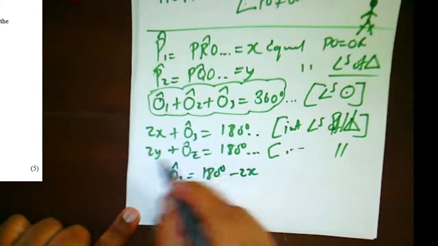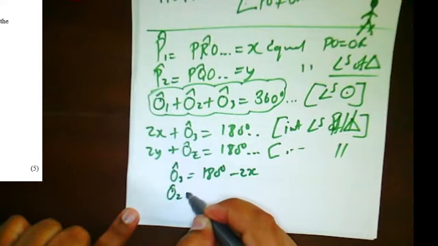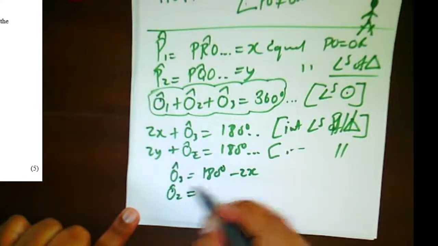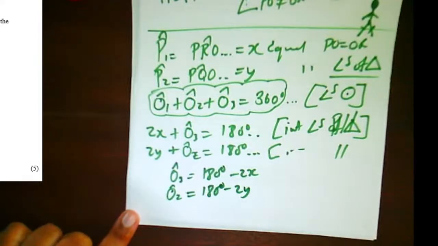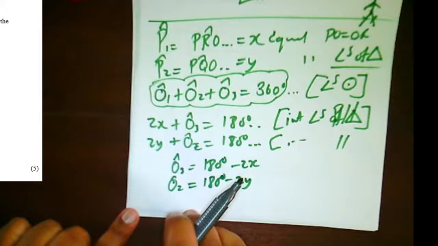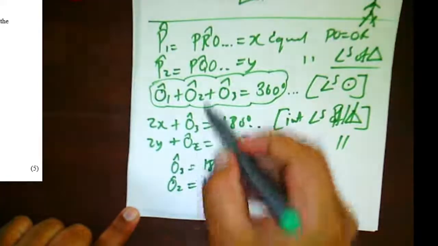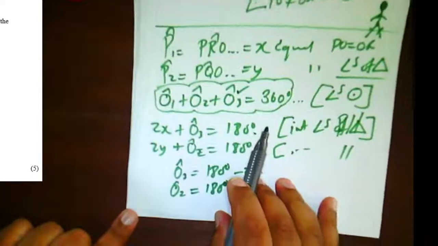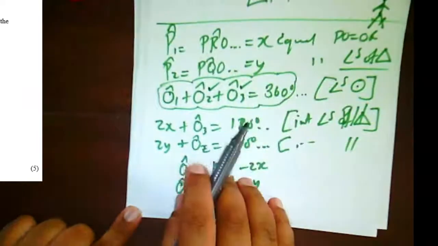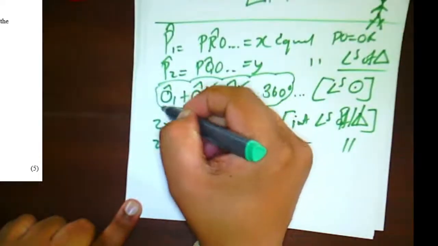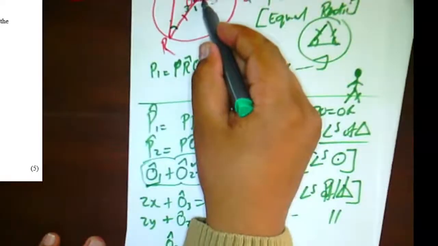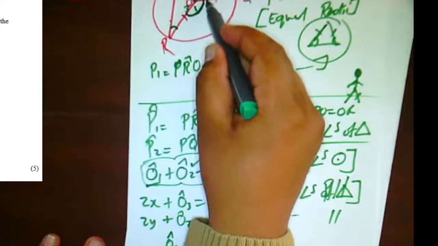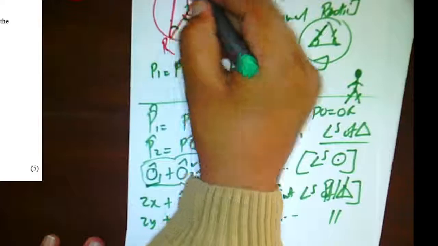And I can say the same for this one here. Angle O2 is equal to 180 degrees minus 2y. Are we happy with that, learners? Yes. Look at this now. Now it becomes nice. Now I know what O3 is. I also know what O2 is. And now O1 is the angle at the center. O1 is the angle at the center, which should be twice the angle at the circumference.